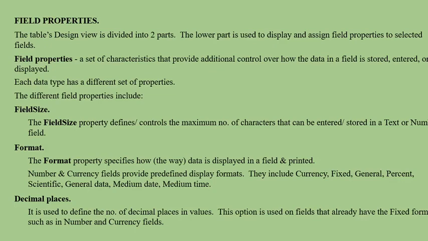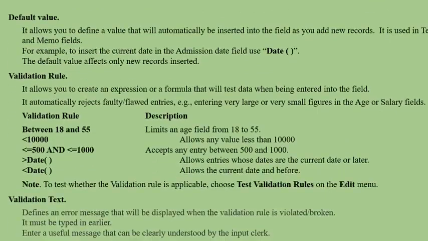Then we have format. The format property specifies the way data is displayed in a field and printed. Number and currency fields provide predefined display formats that include, you can see general, percentage, fixed, scientific, etc. Then you have decimal places. It is used to define the number of decimal places in a value. If you want 2, 3, 4, then you assign by typing or selecting.